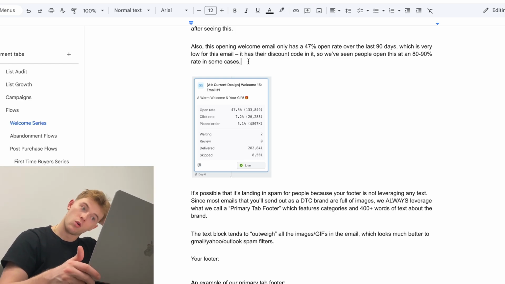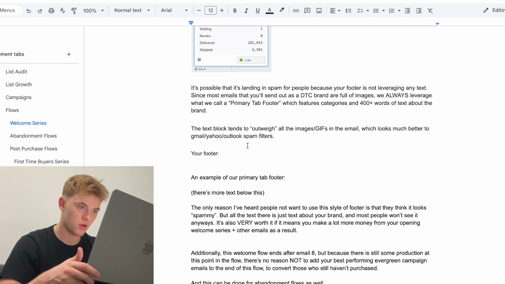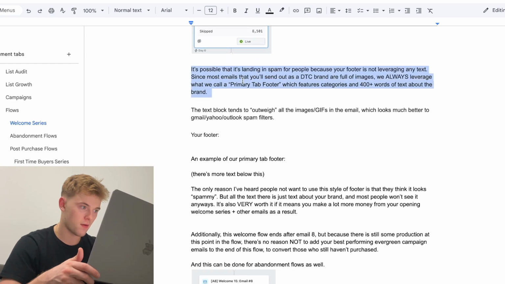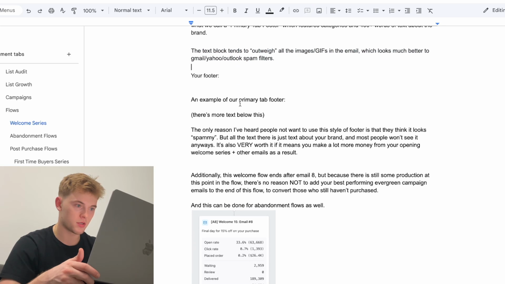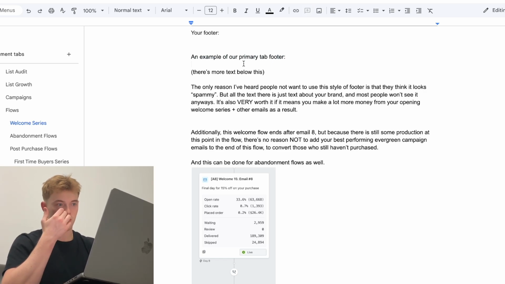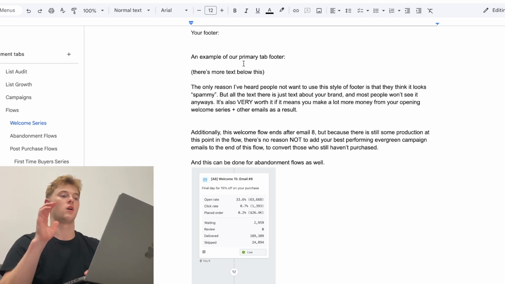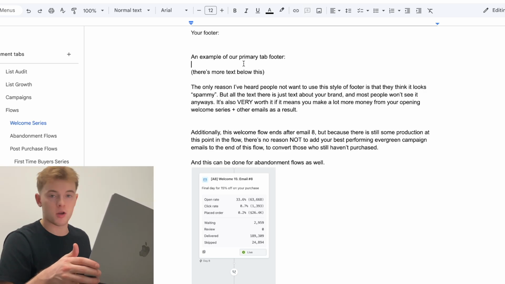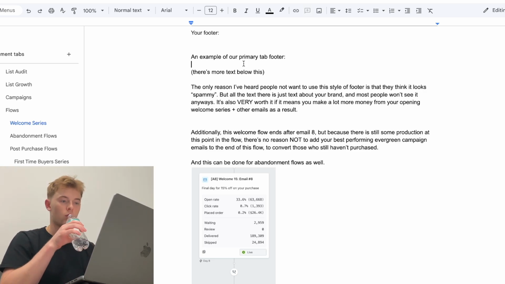All right, so the other thing that I will mention here, we just talked about this. I had an example of our primary tab footer here. By the way, I've got another video on my channel about a specific SOP and instructions for how to set up the primary tab footer. So you can just watch that and steal the exact formula for setting it up for your brand.